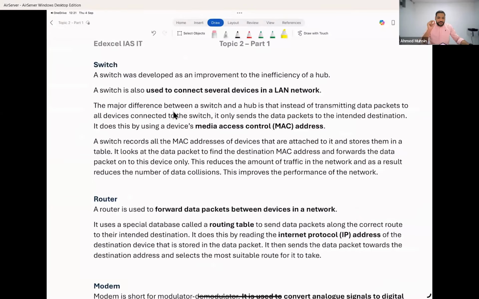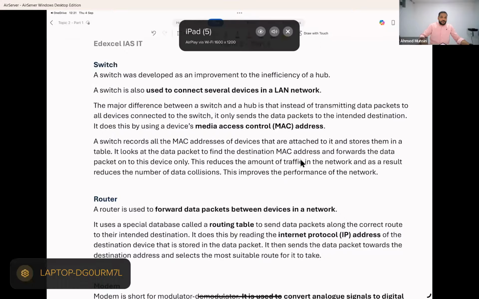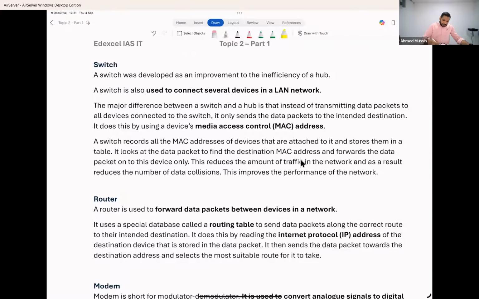The major difference between a switch and a hub is that instead of transmitting data packets to all devices, what does a switch do? Read that to yourselves. Only sends data packets to the intended destination. Everybody okay with this? So switches are considered smart devices. Do you know why? Hubs are known as dumb devices. Do you know why? Because a hub doesn't do any thinking. Whatever it gets, it gives. Everybody okay with this?